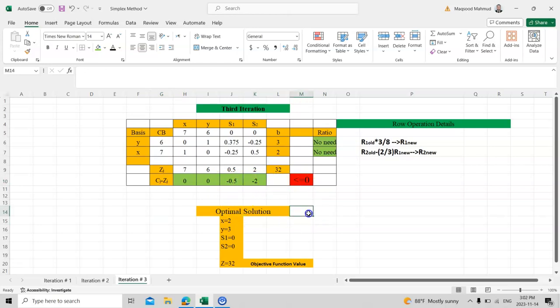So where can I find my x? This becomes my x value, which is 3. The y value is 3, and the x value is 2. S1 is 0, S2 is 0, and the optimal value is 32, which is the optimal value of the objective function. Before, I could not find the optimal value the normal way, but this way I can find the optimal value. So I hope you understand this one.